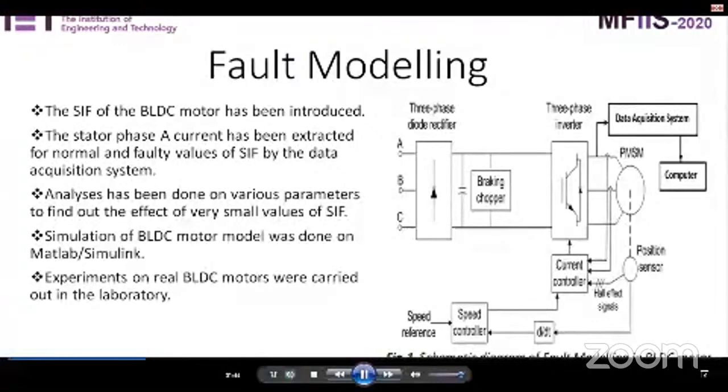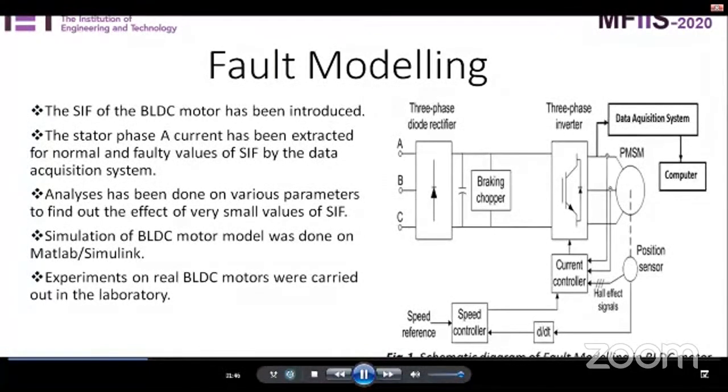acquisition system. Thereafter, an analysis has been done on the various parameters for finding out the effect of very small stator interturn fault. The simulation of the BLDC motor model has been done in MATLAB Simulink. Also, experiments on real 3 BLDC motors were carried out in the laboratory for the comparative study and the validation.